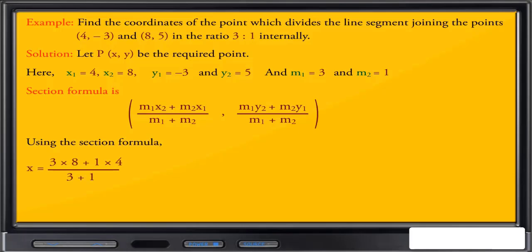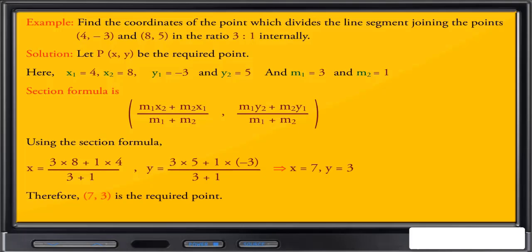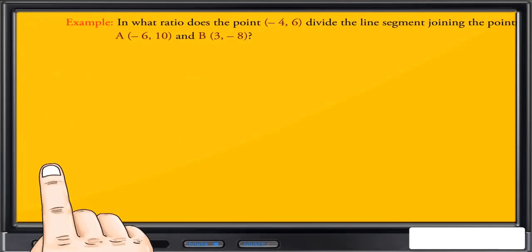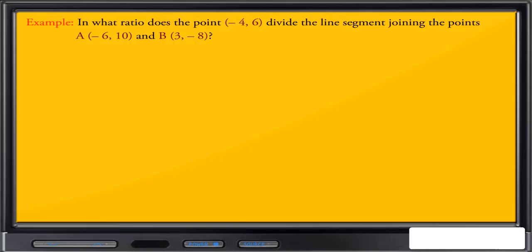Using the section formula, we get x is equal to 3 into 8 plus 1 into 4 upon 3 plus 1 and y is equal to 3 into 5 plus 1 into -3 upon 3 plus 1, which gives x is equal to 7 and y is equal to 3. Therefore, (7, 3) is the required point. Let us do one more example. In what ratio does the point (-4, 6) divide the line segment joining the points A(-6, 10) and B(3, -8)?